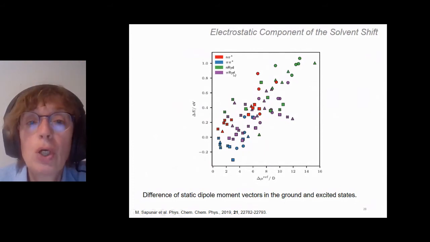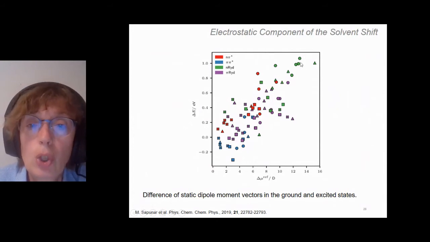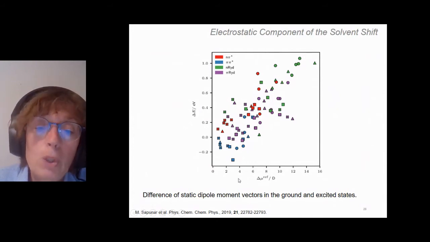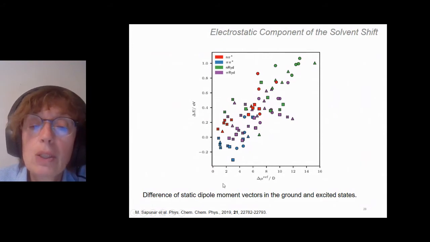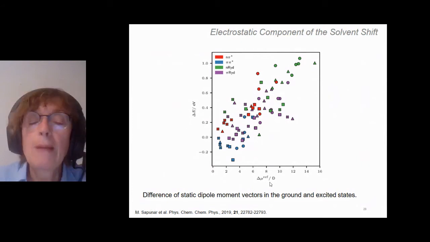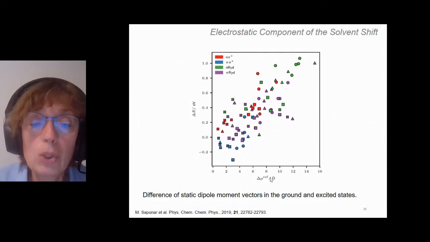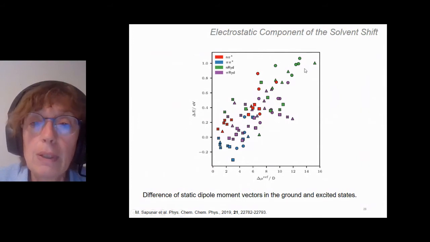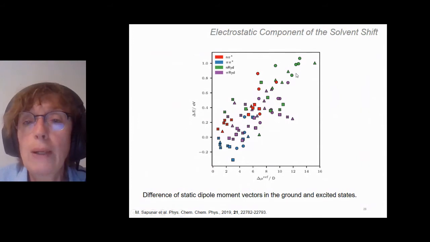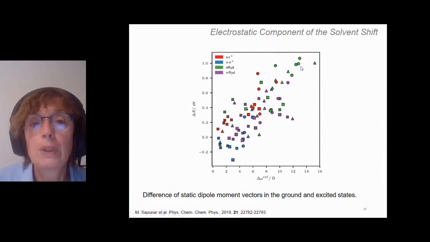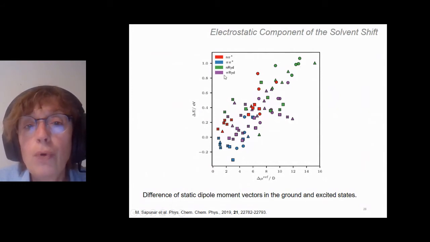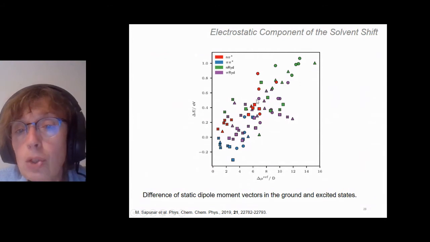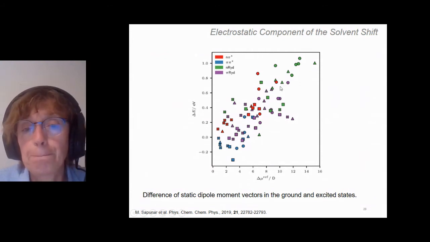This blue shift of the n Rydberg state is shown here. What we show is the difference of the static dipole moment between the ground and the excited state. Basically, we show the magnitude of the vector of the difference of static dipole moments in the ground and in the excited state. And this magnitude is the largest for the n Rydberg state, shown here, and then also for the pi Rydberg state shown in violet.